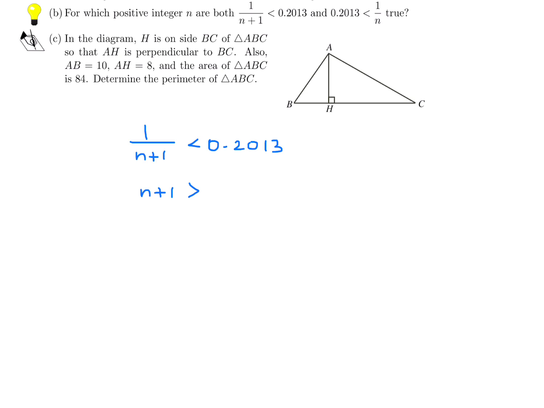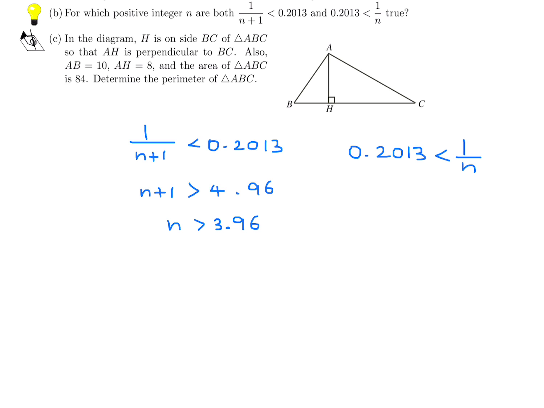If you do this, meaning you take the reciprocal, you will get 4.96. So that means n is greater than 3.96. Okay, so that takes care of this first one. Now let's look at the second one. 0.2013 is less than 1 over n.